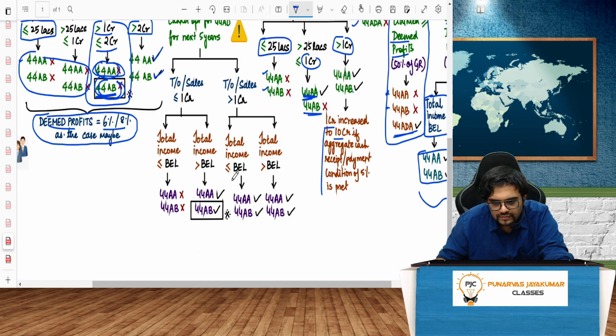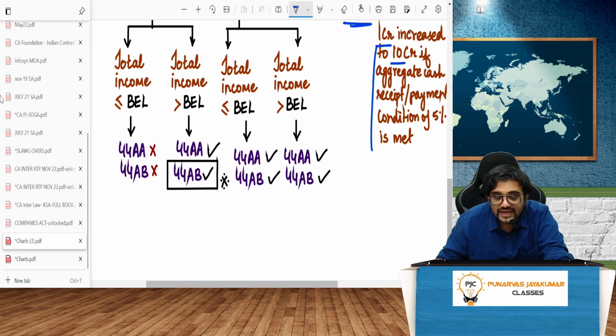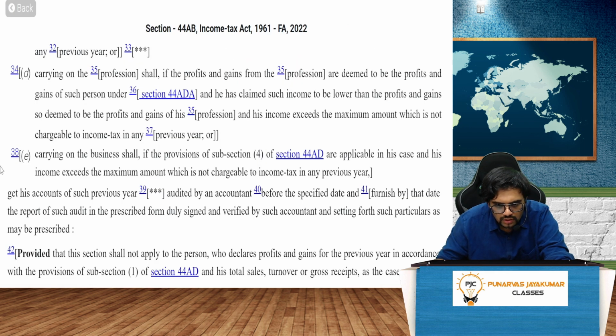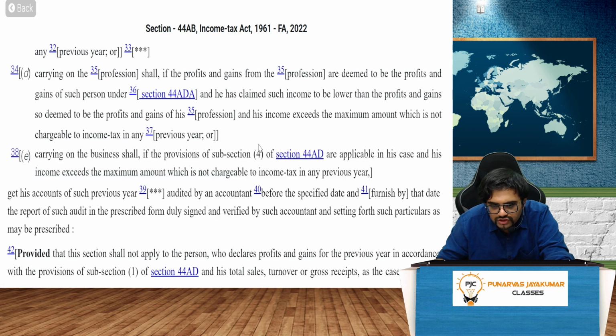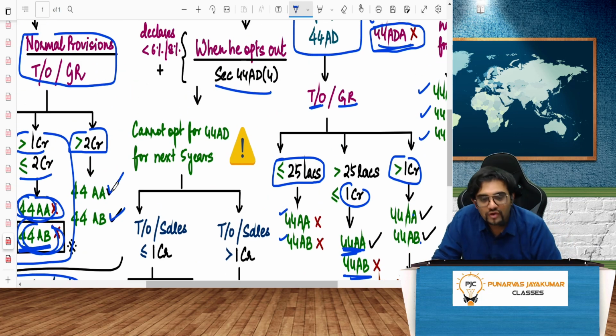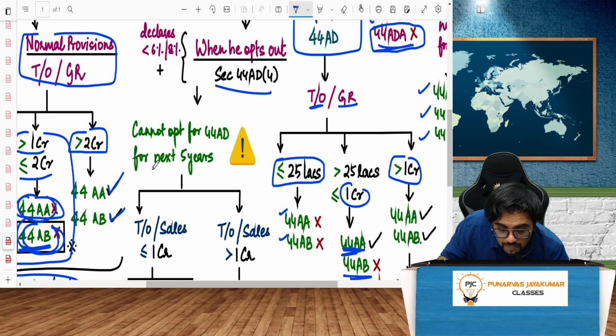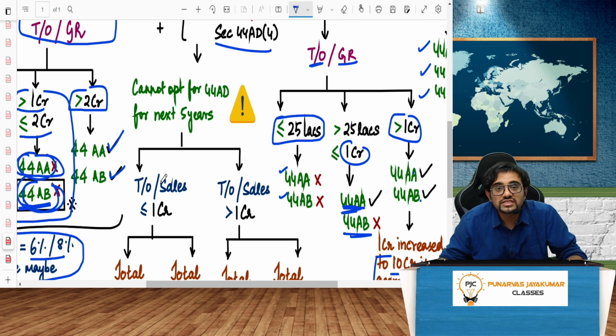Opt out. This is 44AD(4). And if you see in 44AB, this clause has been added where provisions of 44AD(4) will apply. That is what I am doing here. If he opts out for 1 year, my dear friends, he cannot opt in again. He cannot opt in to 44AD for the next 5 years. Once he opted out, next 5 years, not possible.